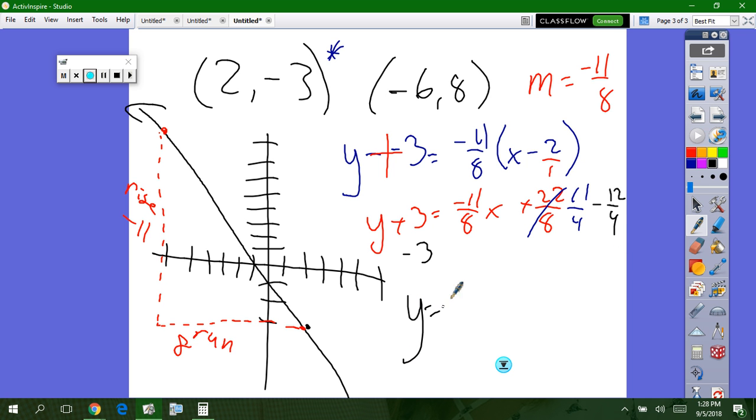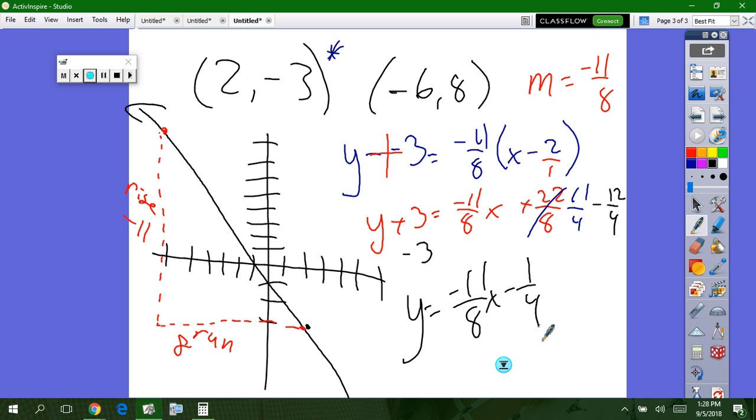So y equals negative 11/8. 11/4 minus 12/4 is negative 1/4. I thought it was negative 1. It's really negative 1/4. That's why I really can't go off of what I always see unless I perfectly run and rise myself using slope onto that axis, right? Does that make sense to everybody?